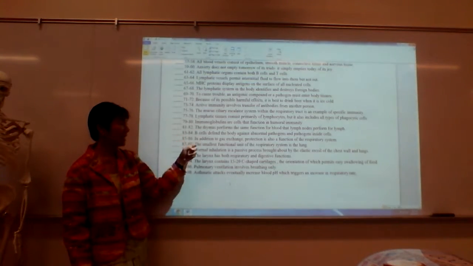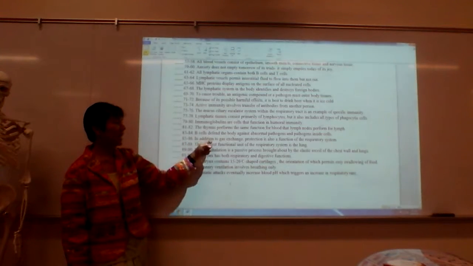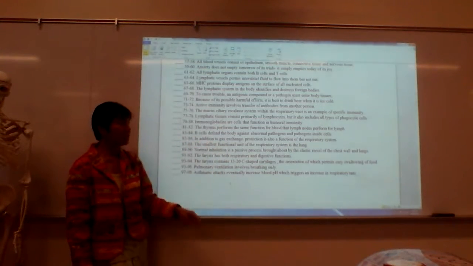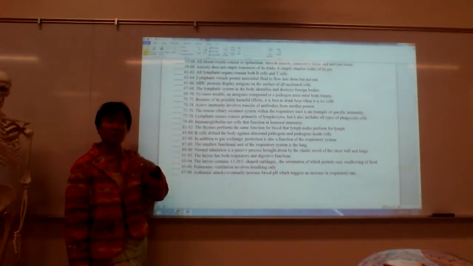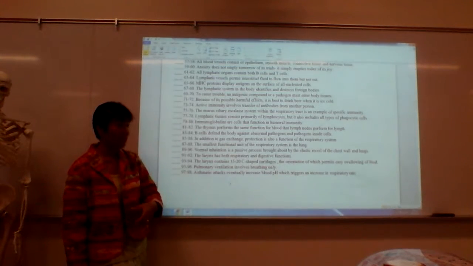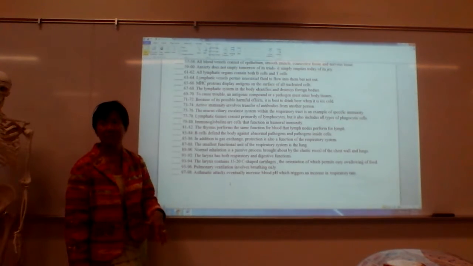Okay? Don't forget. In addition to gas exchange, protection is also a function of the respiratory system. True or false? Yes, true. Because the respiratory tract is open, remember? And so you have your ciliated epithelium, you have your dust cells there. They have to protect you.